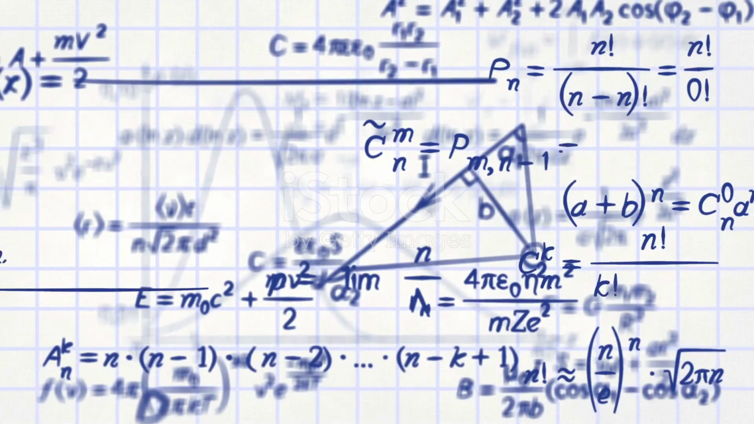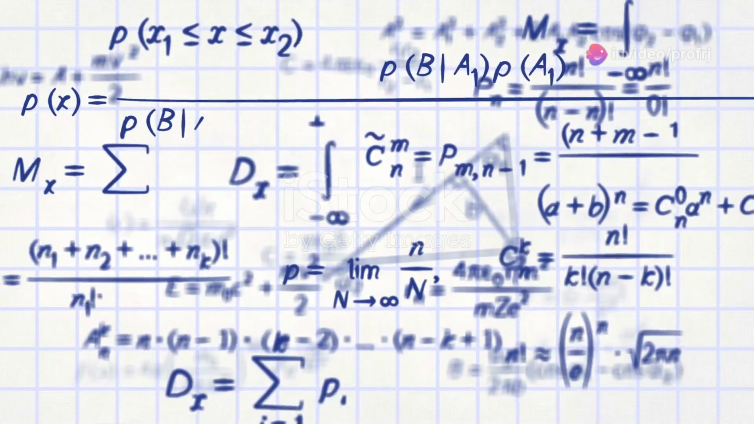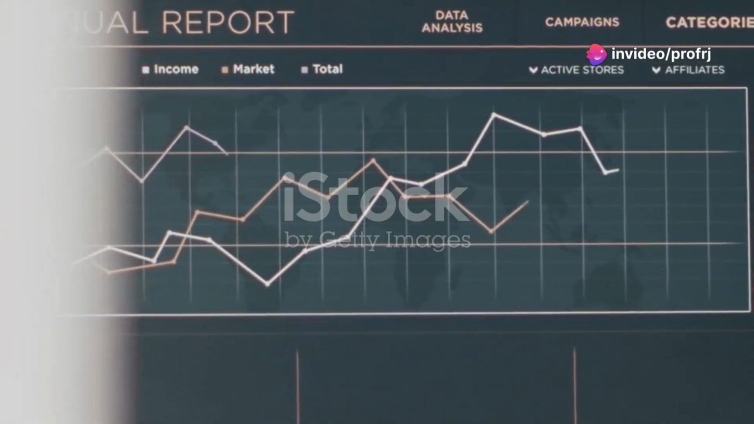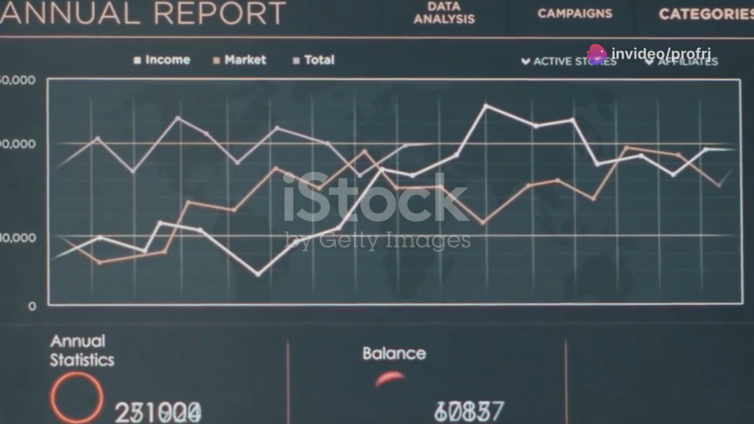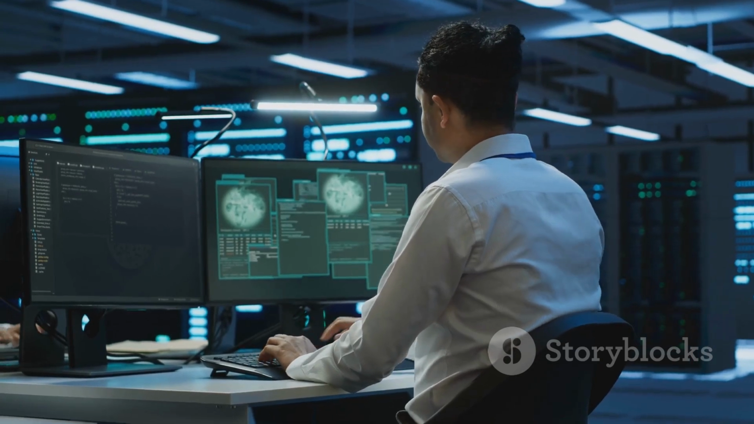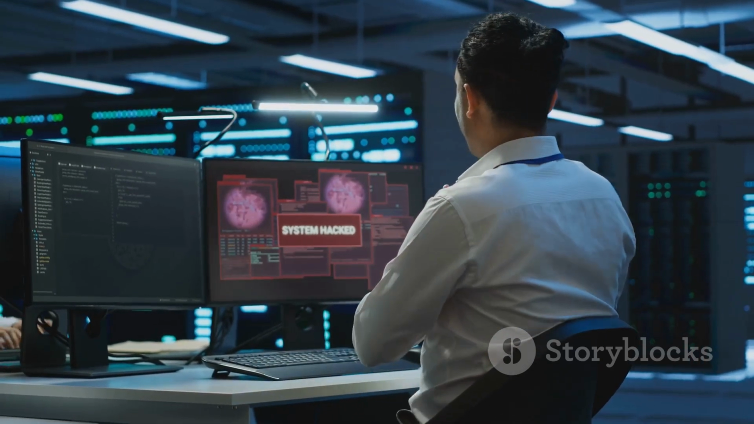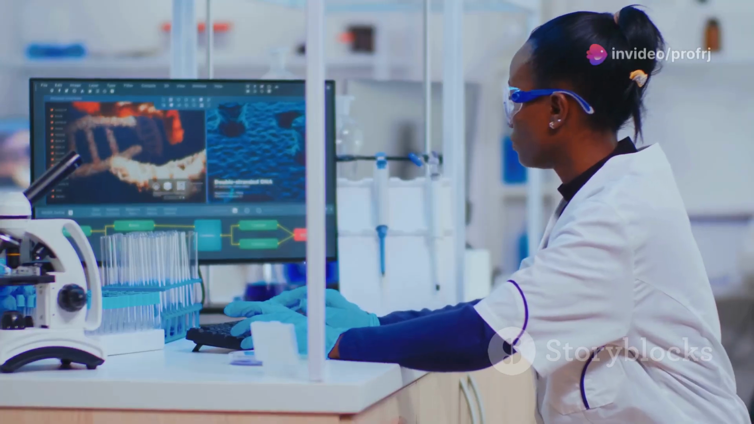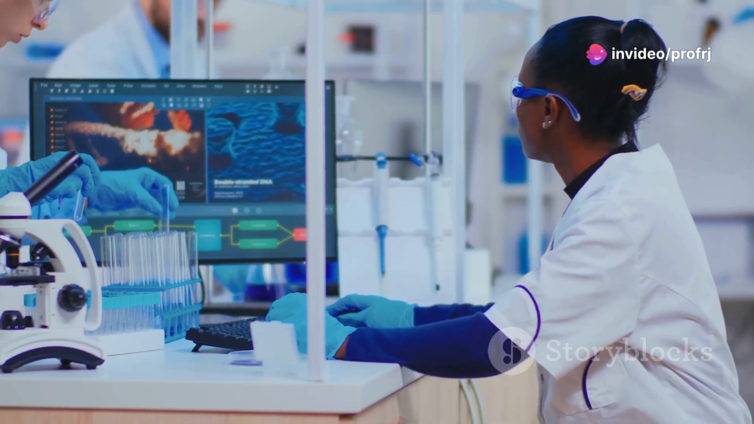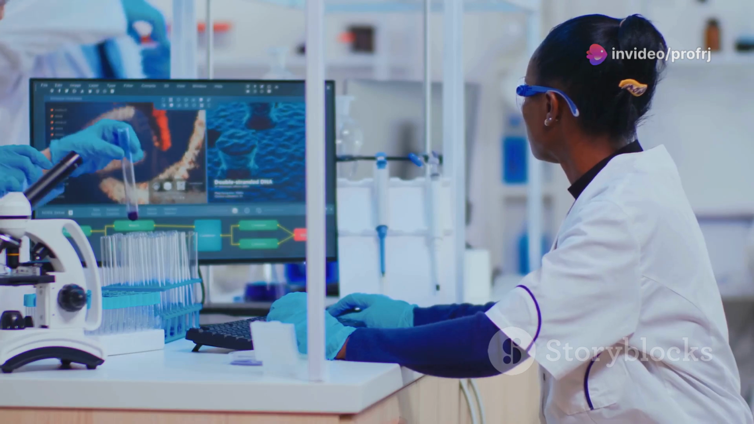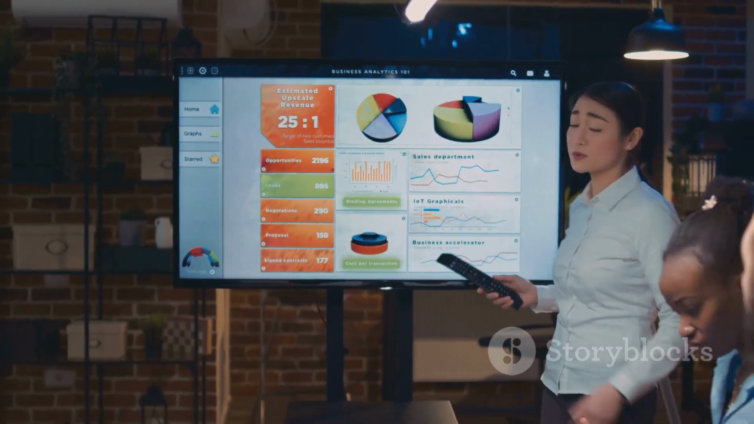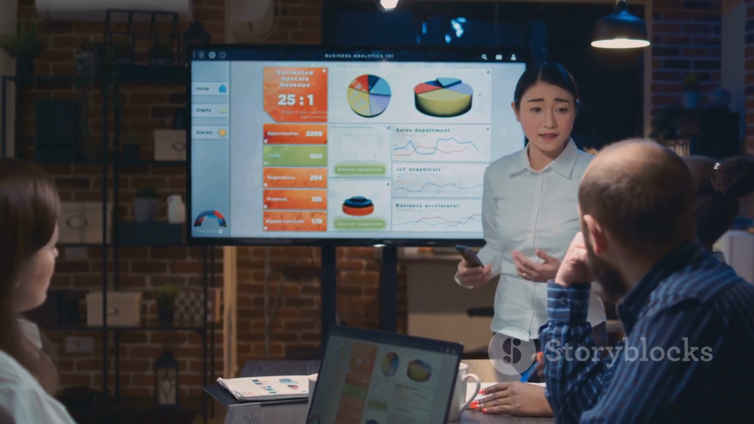The F1 score is a single metric that combines both precision and recall. It's the harmonic mean of precision and recall, providing a balanced measure of the model's performance. A high F1 score indicates that the model has a good balance between precision and recall. On the other hand, a low F1 score suggests that the model is either sacrificing precision for recall or vice versa.